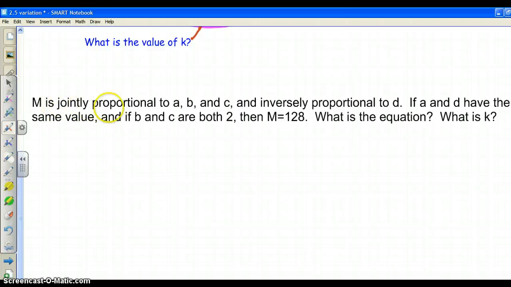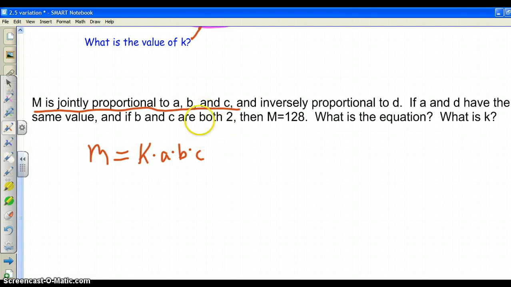So it says M is jointly proportional to A, B, and C. So let's just do that part. M is jointly proportional, so K times A times B times C. There's just more of them. That's all that means when it says jointly proportional. Jointly proportional is basically a direct proportion. And so you think of jointly as a direct proportion.